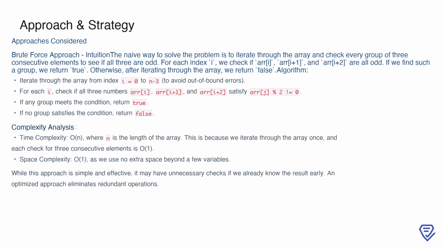At each step, we check if the current element, the next one, and the one after that are all odd using the condition ARR[j] % 2 != 0. If we find a group that satisfies this condition, we immediately return true. Otherwise, after finishing the loop, we return false.